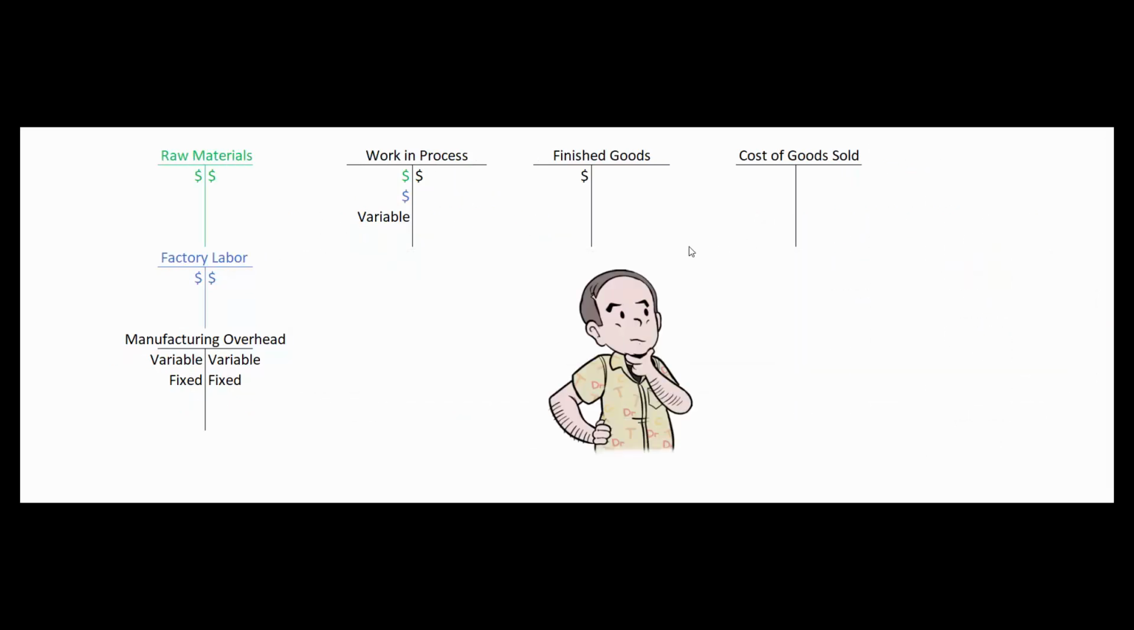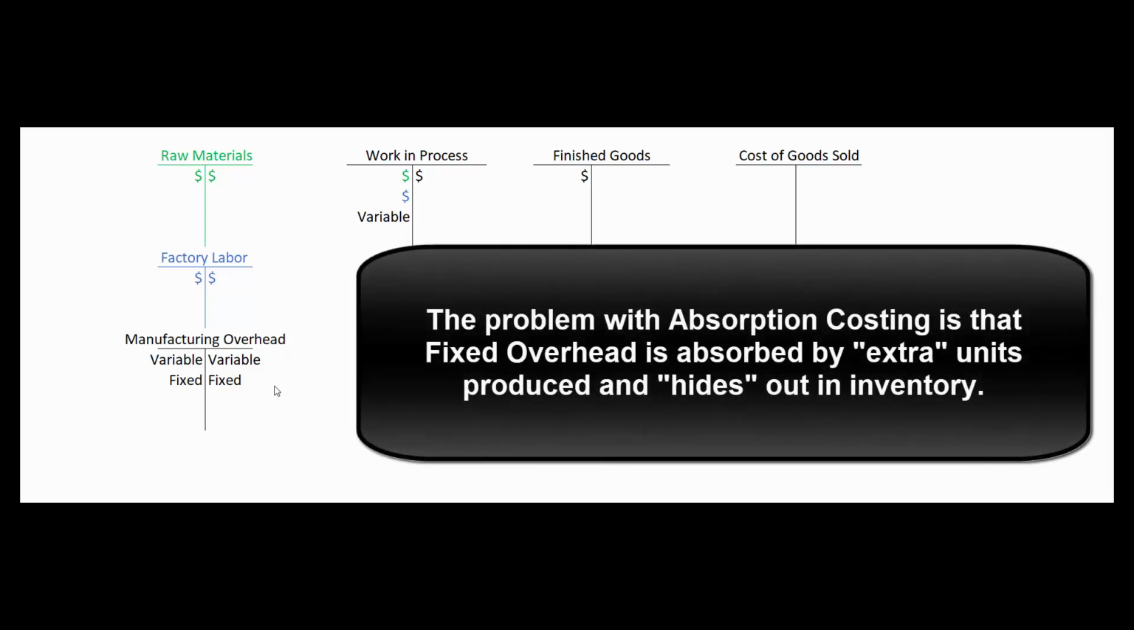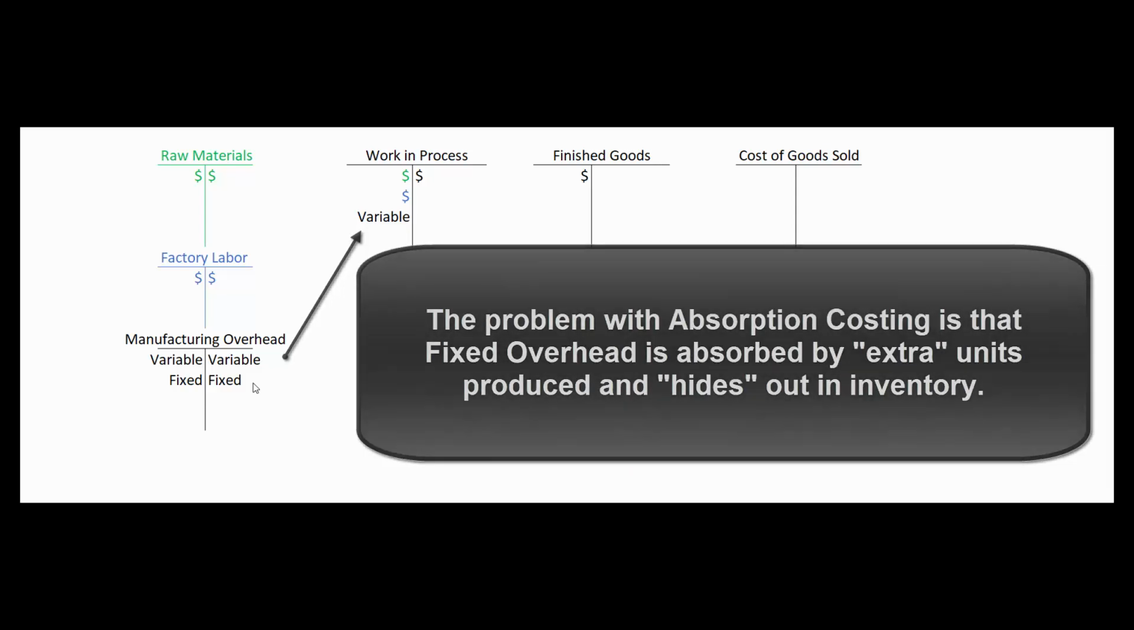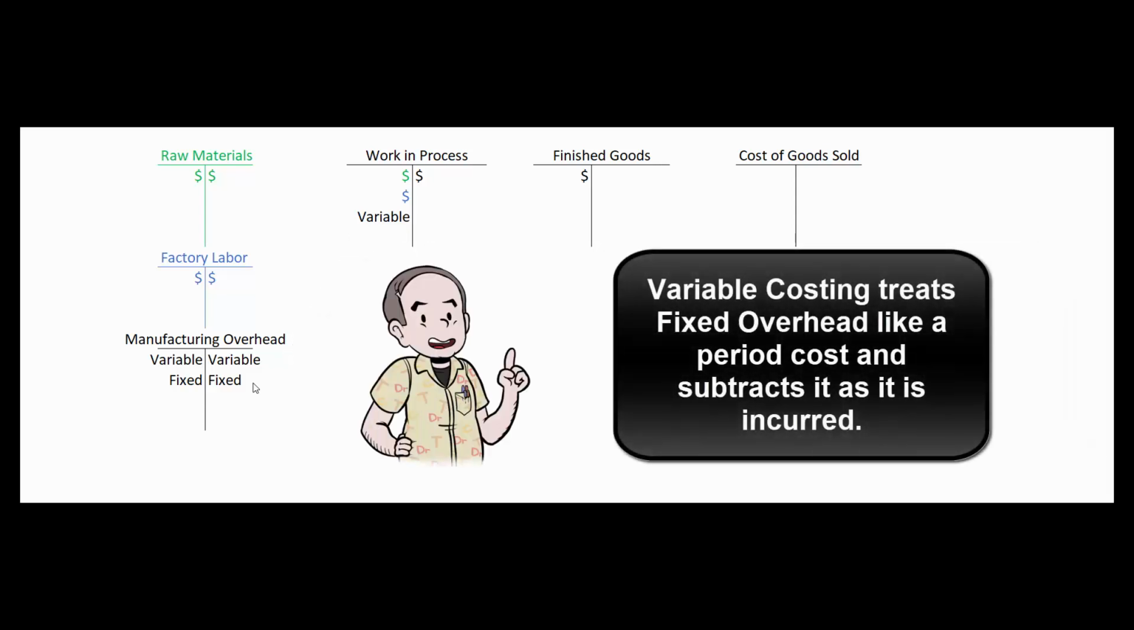So big picture, the problem with absorption costing is it treats all overhead the same, and maybe we ought to think about overhead in terms of variable versus fixed. Maybe we ought to move the variable into work in process, that's just fine. But let's treat the fixed overhead as if it were a period cost. Let's subtract it, because you know what? We've got to pay rent on that factory, whether we make 1 kayak, 2 kayaks, or 1,000,000 kayaks. So we ought to subtract that right away.